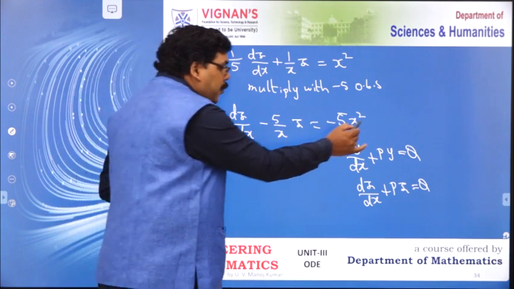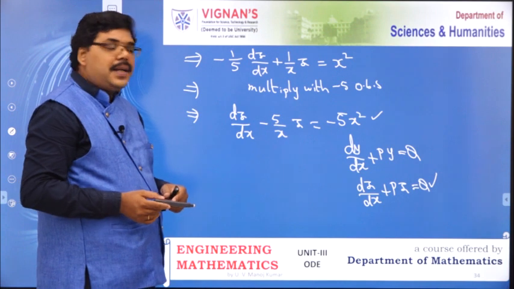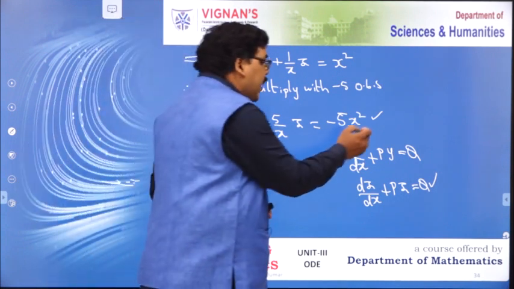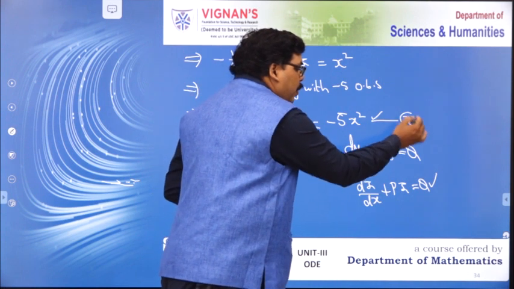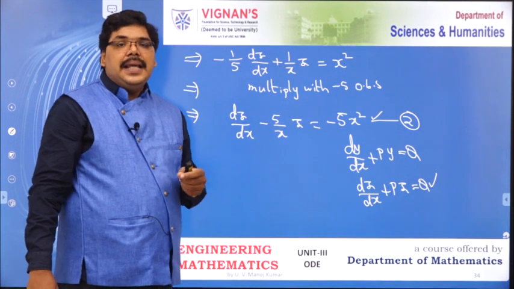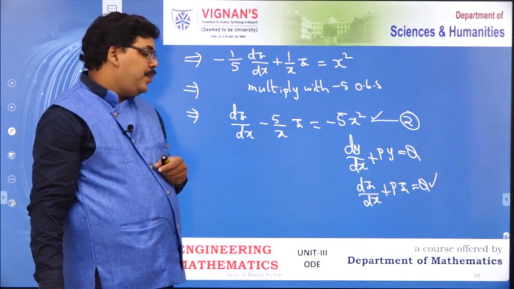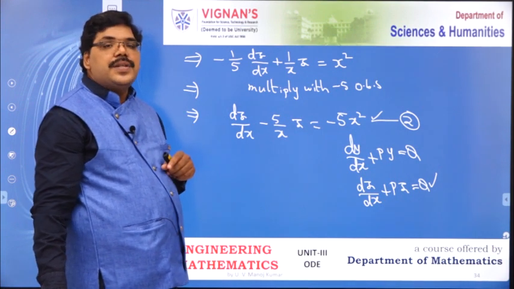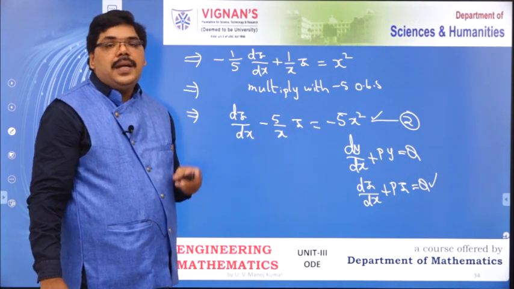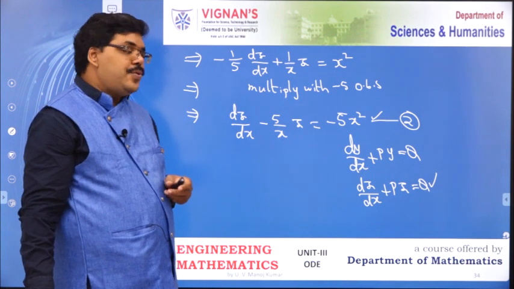So if you compare this equation with a linear in z, you can see that the reduced equation is in linear form. So this is my equation number 2. Equation number 1 is Bernoulli's equation. Then I reduced that into a linear differential equation. Now I solve the linear differential equation. How to solve a linear differential equation? You have to find p, q, and then you have to find the integrating factor and the general solution.